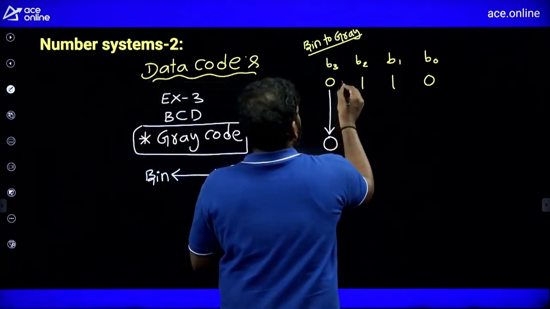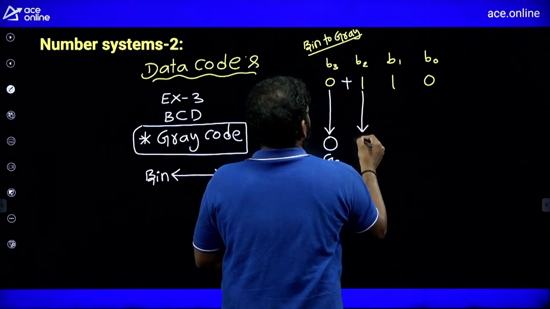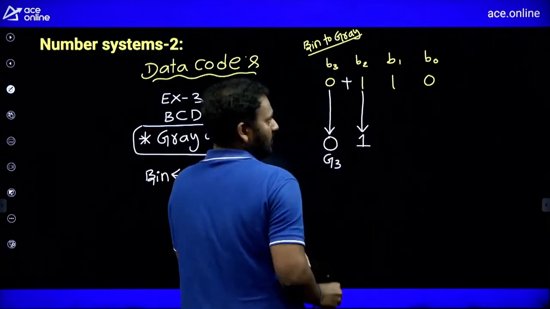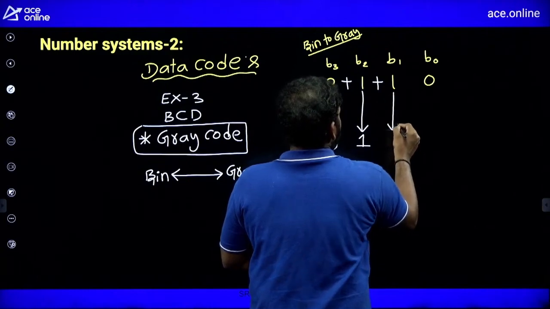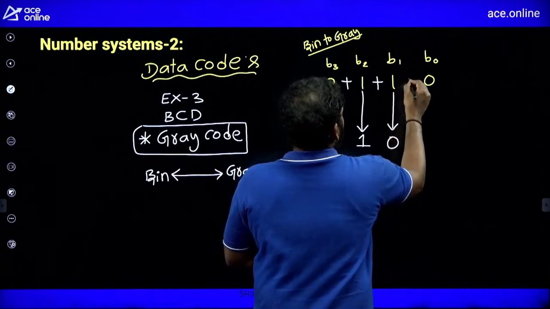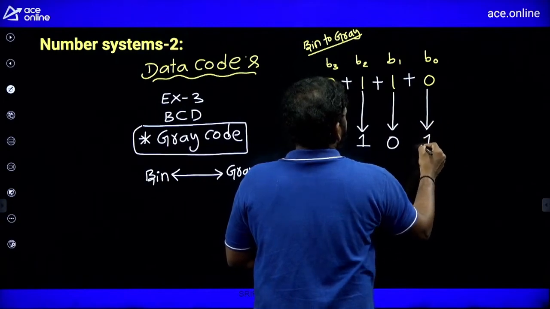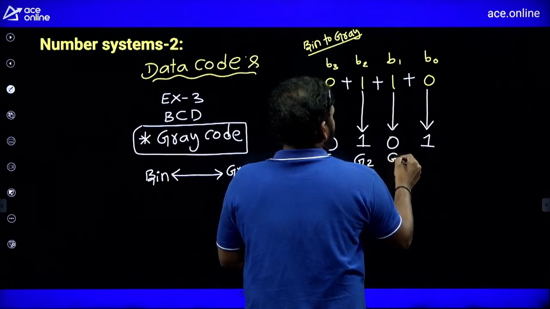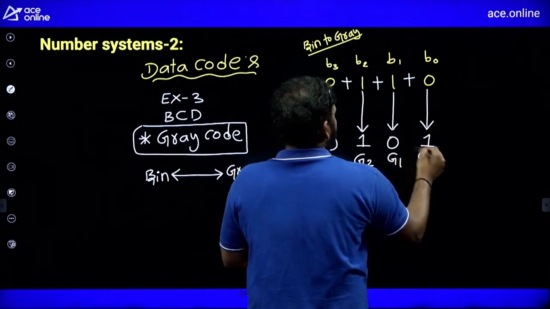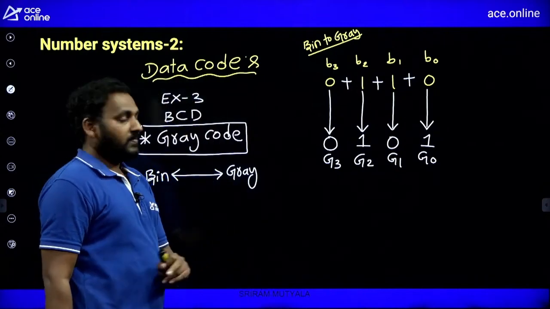So, 0 plus 1, 1. 1 plus 1, 0 with carry, ignore the carry. 1 plus 0 is 1. So, G2, G1 and G0.